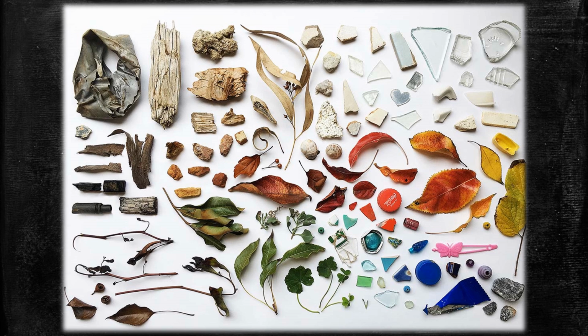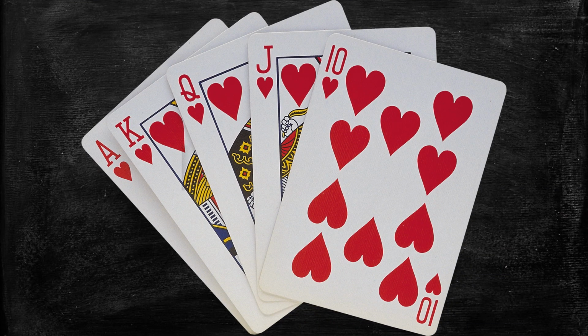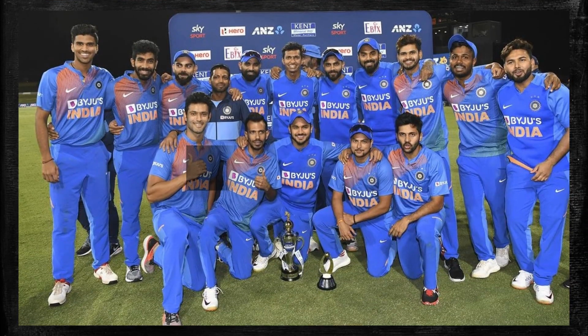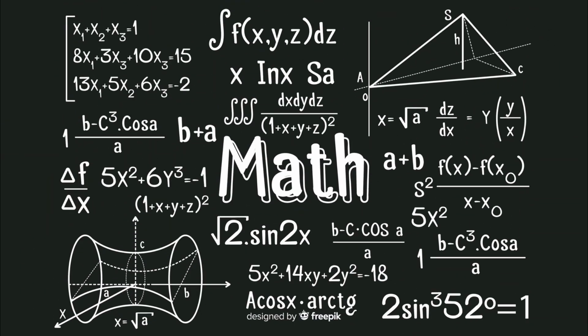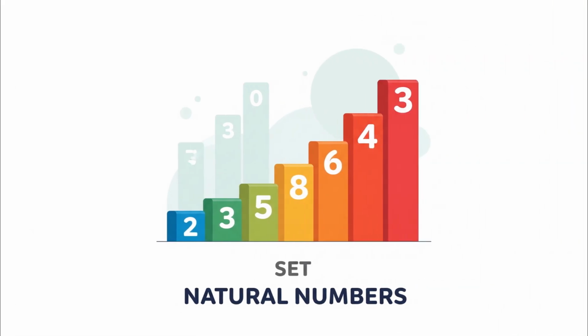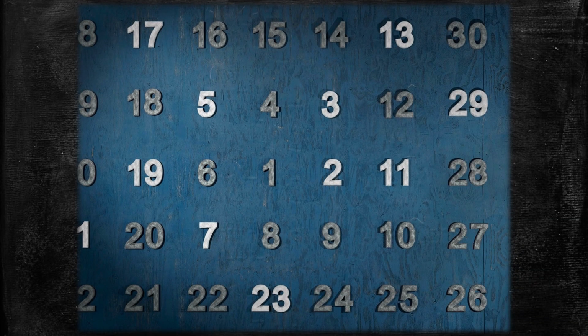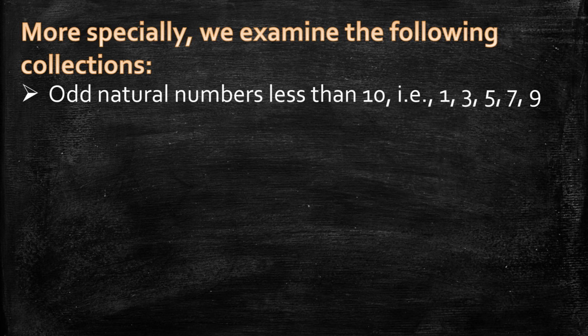In everyday life, we often speak of collections of objects of a particular kind, such as a pack of cards, a crowd of people, a cricket team, etc. In mathematics also, we come across collections, for example, set of natural numbers, set of points, prime numbers, etc. More especially, we examine the following collections: odd natural numbers less than 10, that is 1, 3, 5, 7, 9.